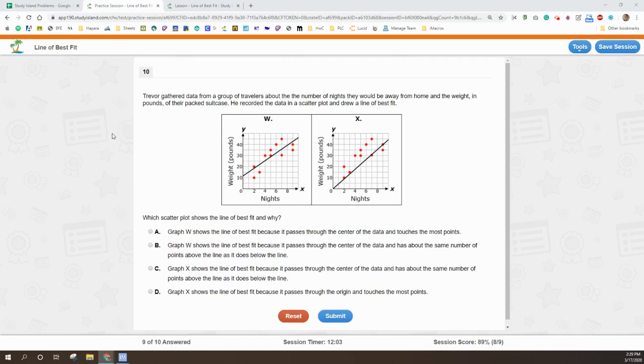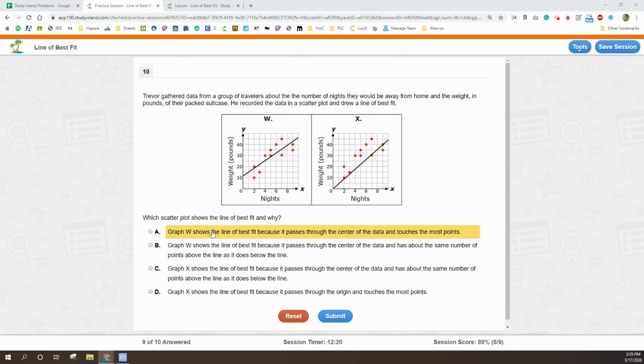So now we're skipping to number 10. Trevor gathered data from the group of travelers about the number of nights they would be away from home and the weight in pounds of their packed suitcase. He recorded the data in a scatter plot and drew a line of best fit. Which scatter plot shows the line of best fit and why?